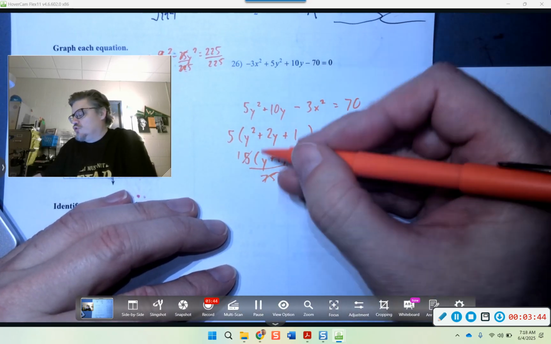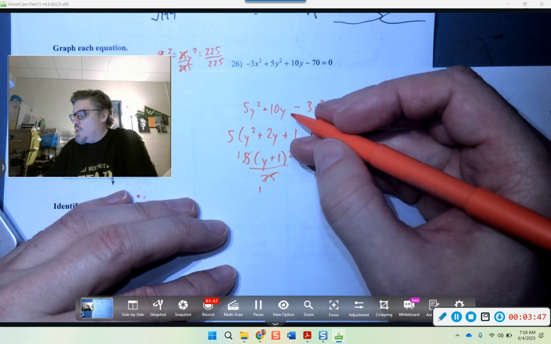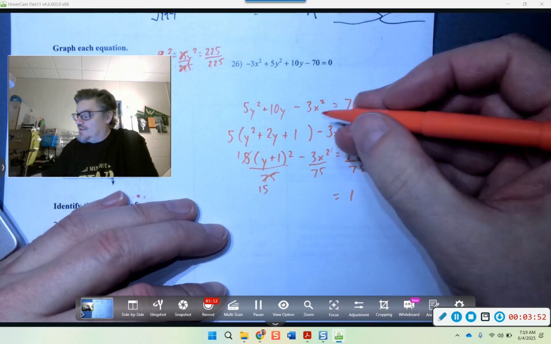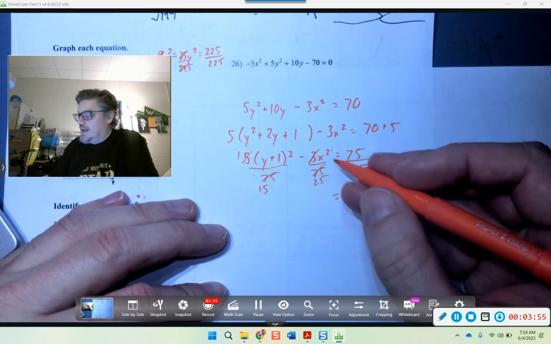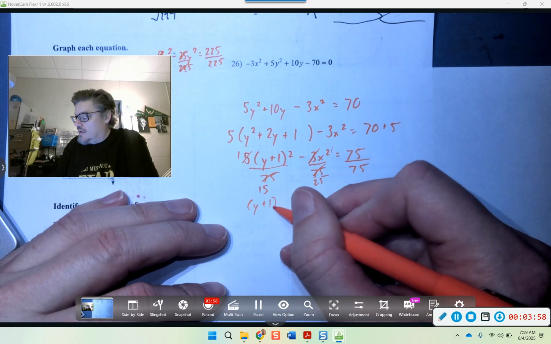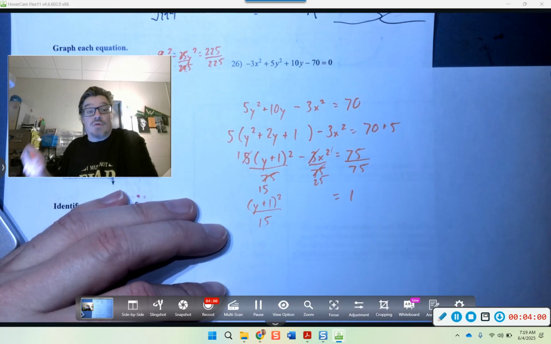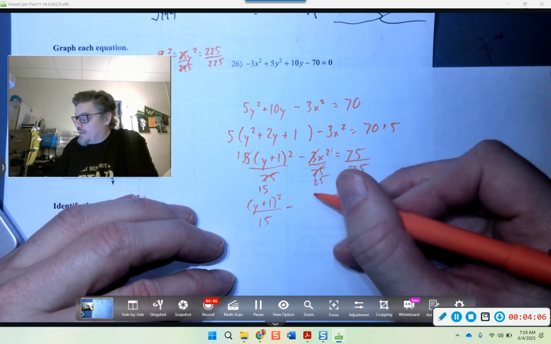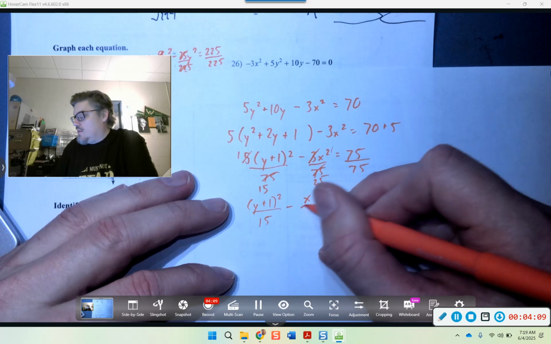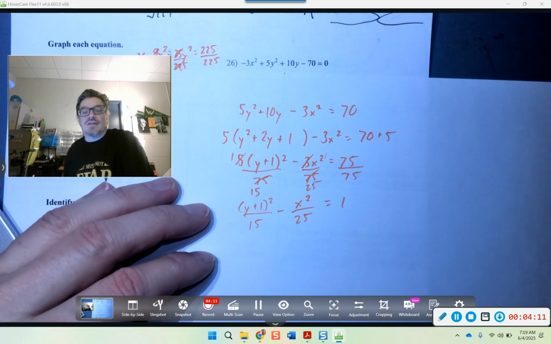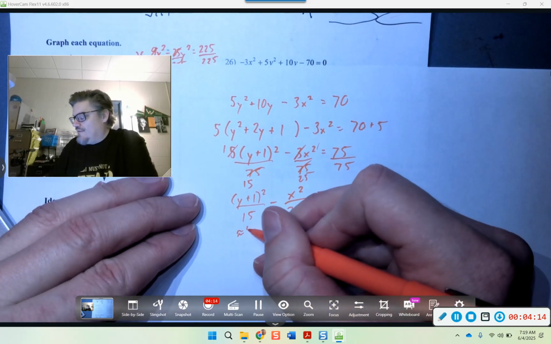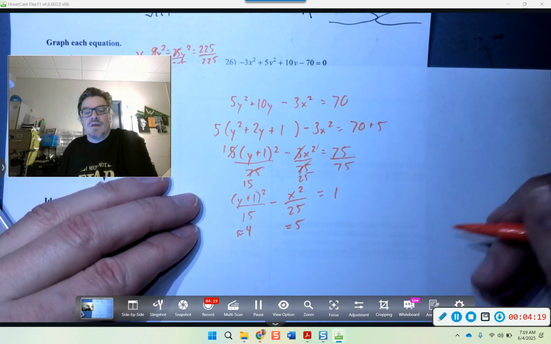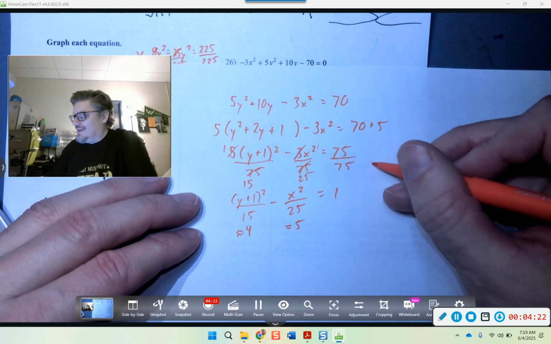5 will go in there 15 times. Is that right, 15? 5 times 15, yes, 5 times 15, and then 3 will go in there 25 times. So we have (y plus 1) squared over 15, and when we take the square root of this guy, it'll be a decimal, and we know that he'll be almost 4, because if it was 16, then it'd be 4. So now we've got x squared over 25. So now this guy's ready to graph. So we're going to put approximately 4 here just for graphing purposes, and then this guy is definitely 5, okay? So this guy's going to open up also like this.